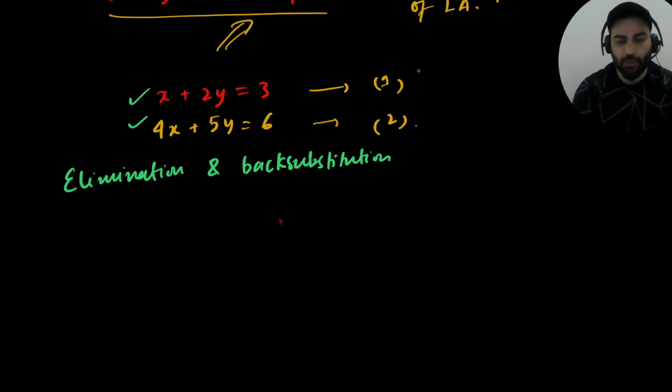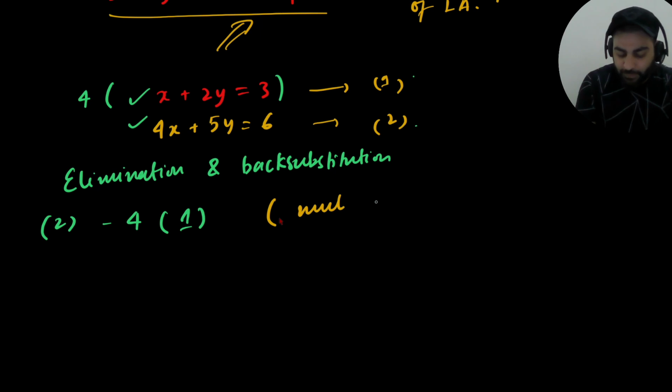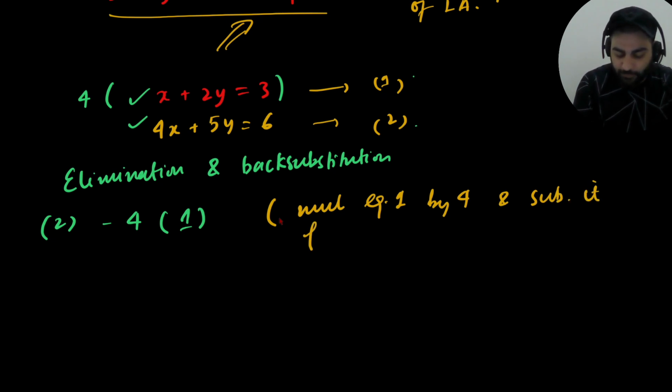If this is equation 2 and this is equation 1, we'll multiply equation 1 by 4 because we want to eliminate one of the variables. Let's multiply the first equation by 4, and then subtract it from the second equation. This means multiply equation 1 by 4 and subtract it from equation 2.